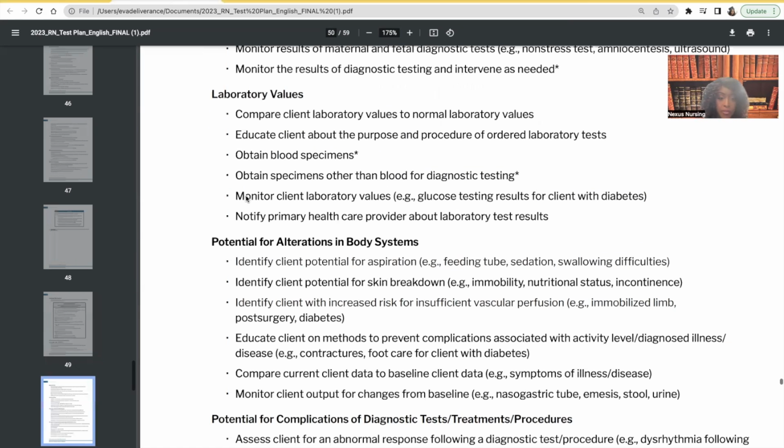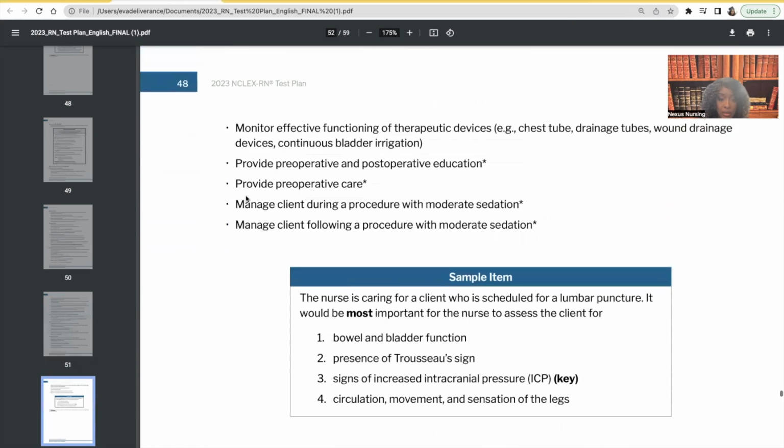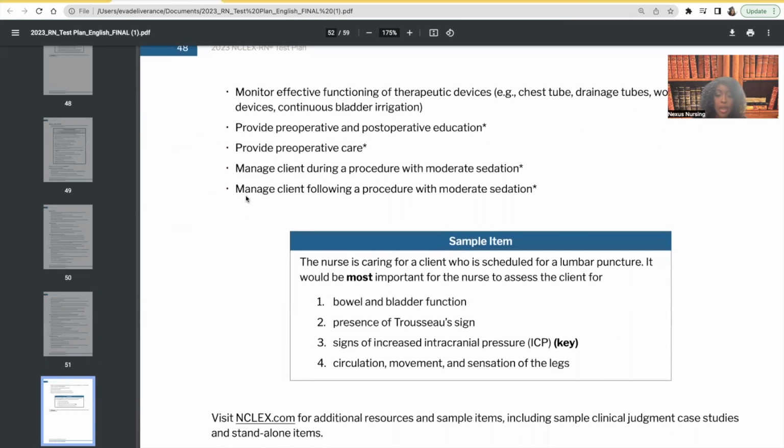Now we're going to page 48. The nurse is caring for a client who's scheduled for a lumbar puncture. It would be most important for the nurse to assess the client for 1, bowel bladder function, 2, presence of Babinski toe sign, 3, signs of increased intracranial pressure, or 4, circulation, movement, sensation of the legs. And the correct answer is signs of increased intracranial pressure.